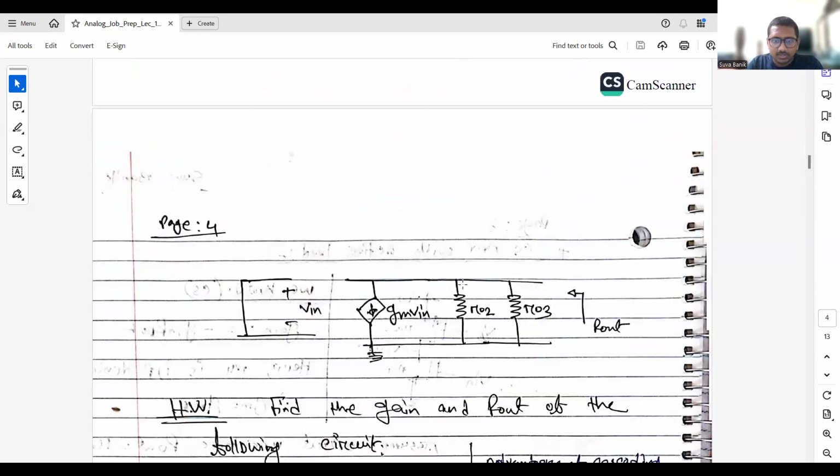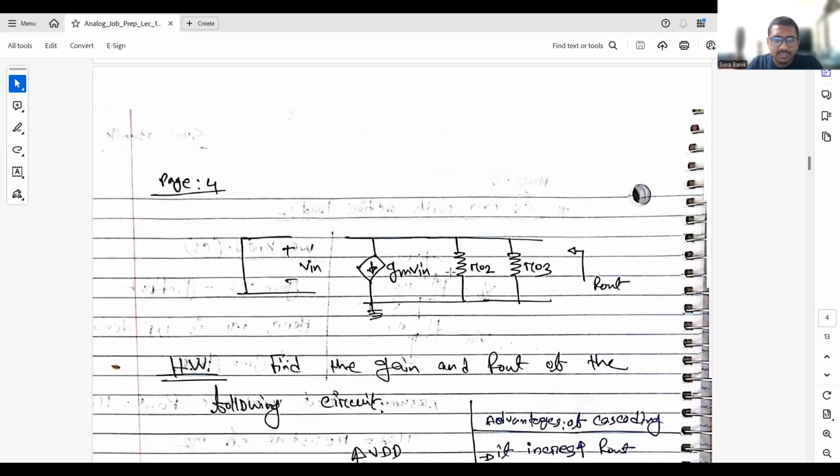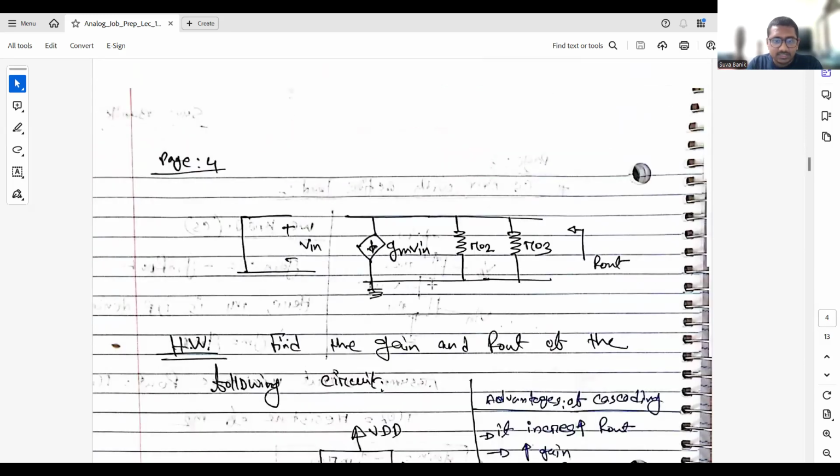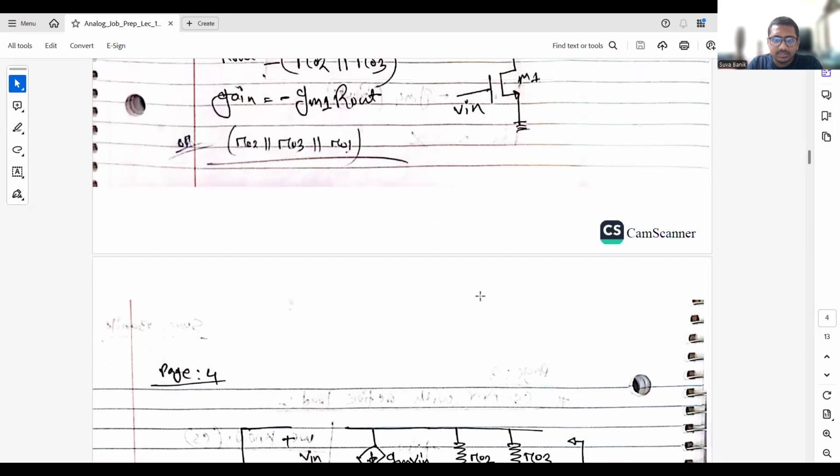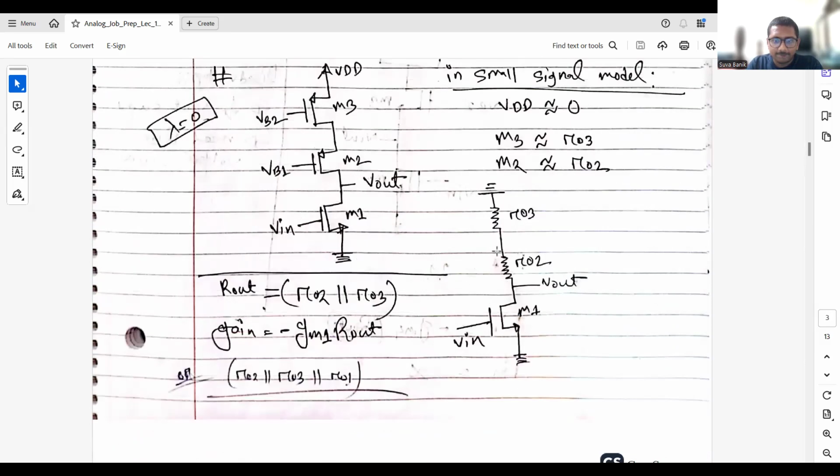In the small signal model, I also made a mistake. The mistake is that, I'm sorry, this R2 and R3 will come in series.